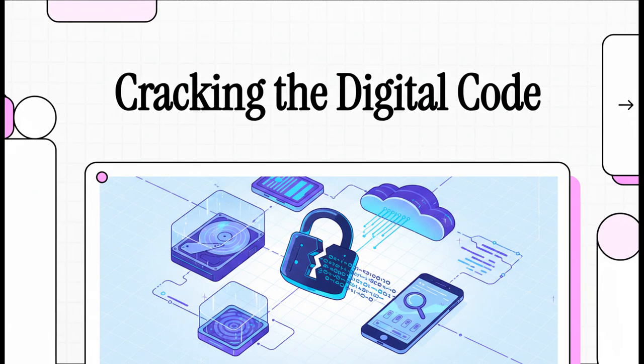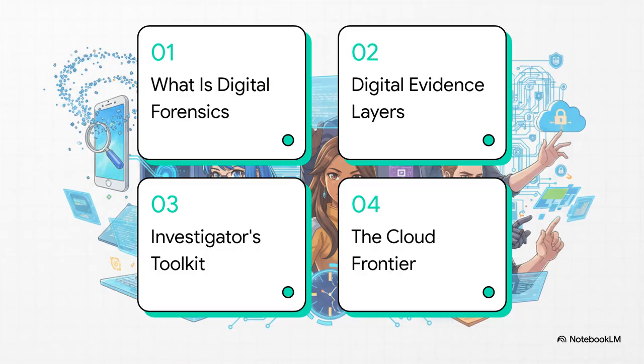You know, in today's world, a crime scene isn't always a physical place with yellow tape. A lot of the time, it's a hard drive, a smartphone, or even a server somewhere out in the cloud. So today, we're cracking the code on digital forensics to see just how investigators follow those digital breadcrumbs to solve a case.